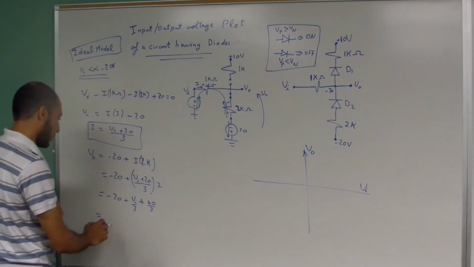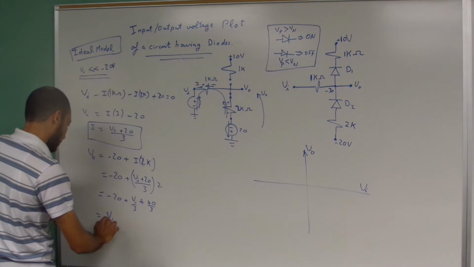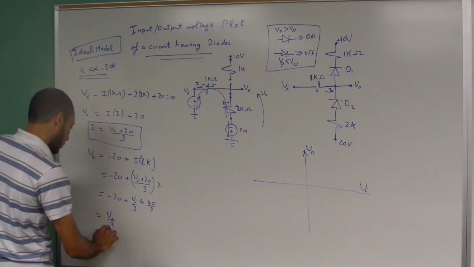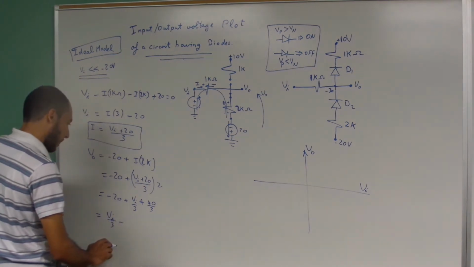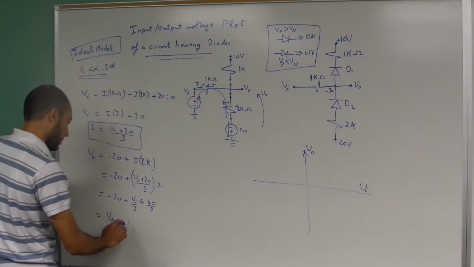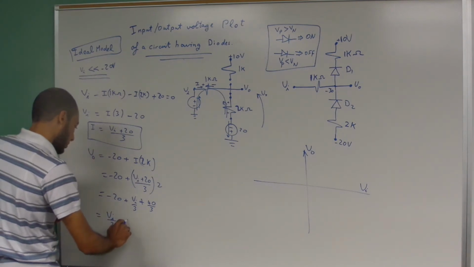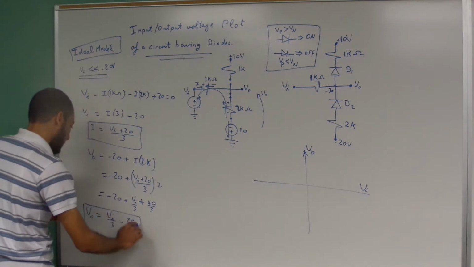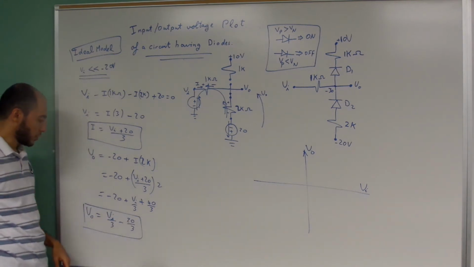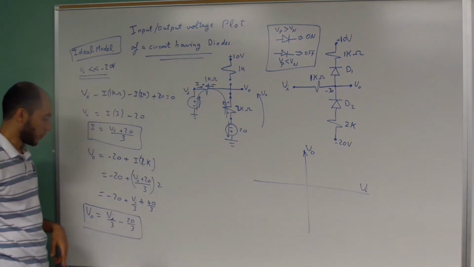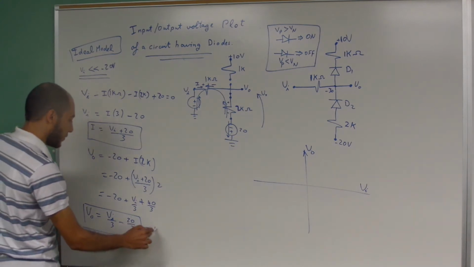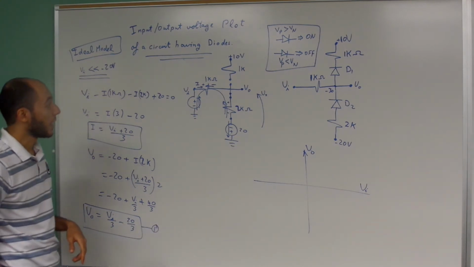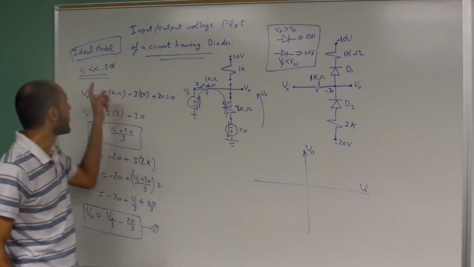So that is a total of V input over 3 minus 60 minus 20 over 3, which is the value of V output in terms of V input. Okay? And this is the first equation. And that's when V input is extremely small.